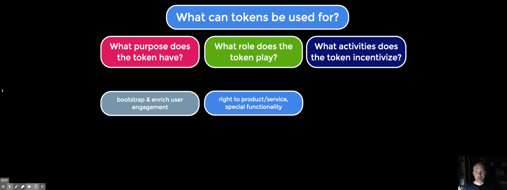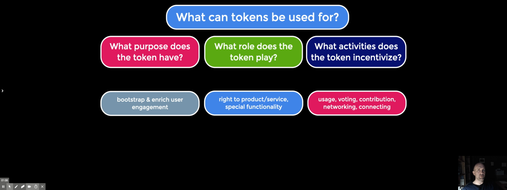Well, it could be the right to a product or service, to some special functionality. So really, thinking about these utility tokens, where you just get a particular service. But in a platform in particular, you want to push this one step further. You want to encourage future usage. You want to encourage participation, maybe voting on certain topics. You want to encourage distribution. You want to encourage networking and connections. So this is one of the ways you can try to design your token.